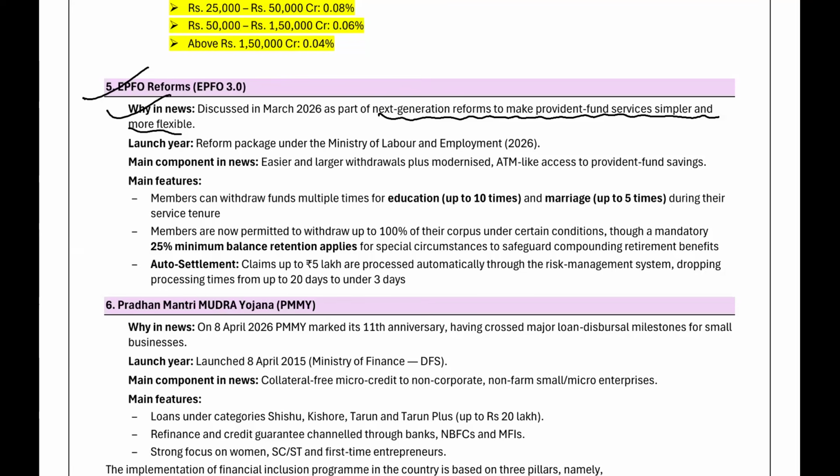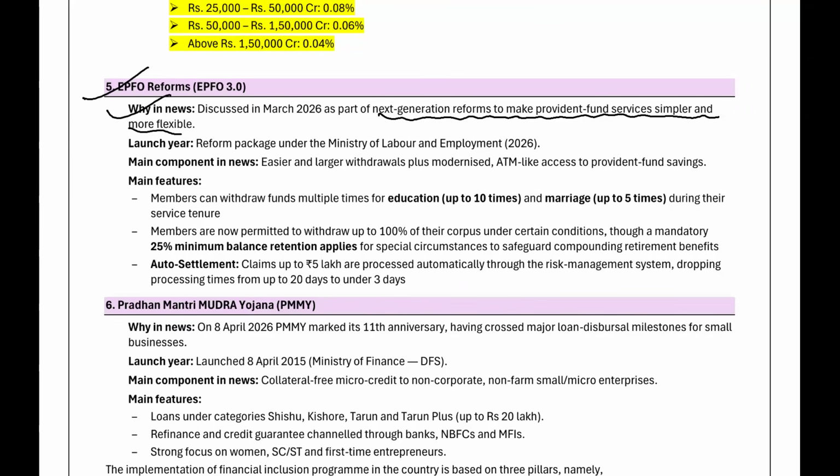तो key points what you have to understand, key points is faster claim settlement होना चाहिए, auto processing of claims, right? There should be more withdrawal options. ATM like PF access plan, there should be ATM for PF access plan. अभी whenever you want to withdraw your PF amount, there is no ATM. So the suggestion has been given कि ATM should be there for the PF access plan.